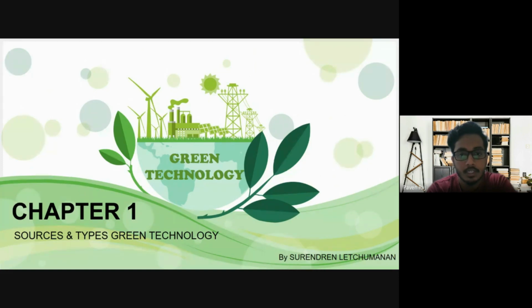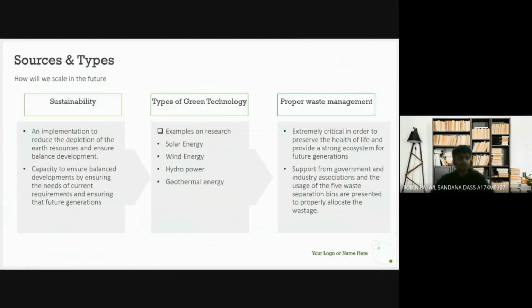I would invite Mr. Surendran to explain about the sources and types of green technology. Thank you. Today I'm going to explain about the sources and types of green technology.